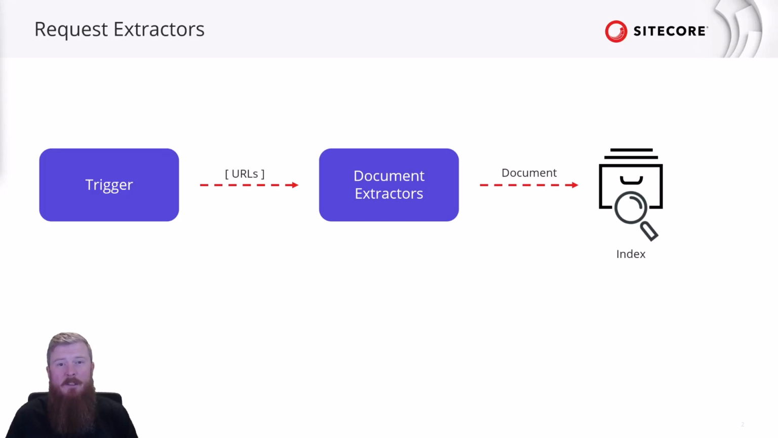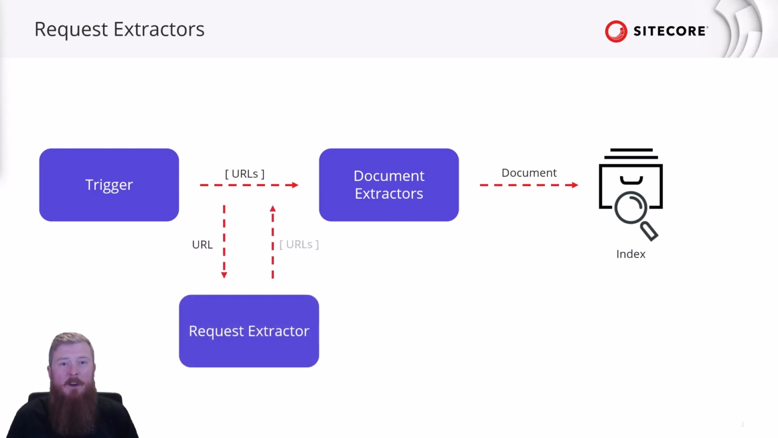And this works fine in a lot of scenarios, but sometimes you need an extra logic step when generating this URL list. A common example for this is when using cursor or token-based pagination. Here, that URL that's returned from the trigger, its body will contain information that's needed to generate the URL for the extra pages. So, in this scenario, we make use of a request extractor. This allows you to process each of the URLs returned from the trigger and use that data to generate further URLs which are also passed over to the document extractors. This is basically how you can implement recursion in your crawlers.